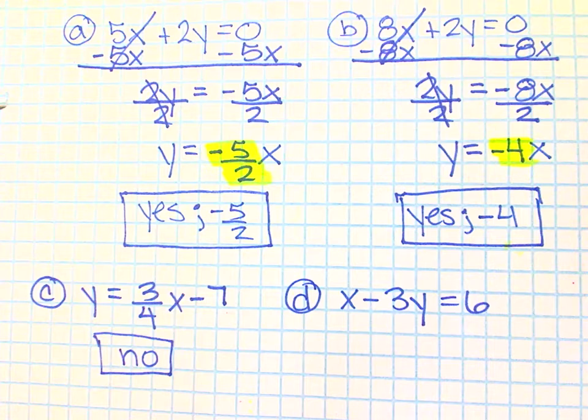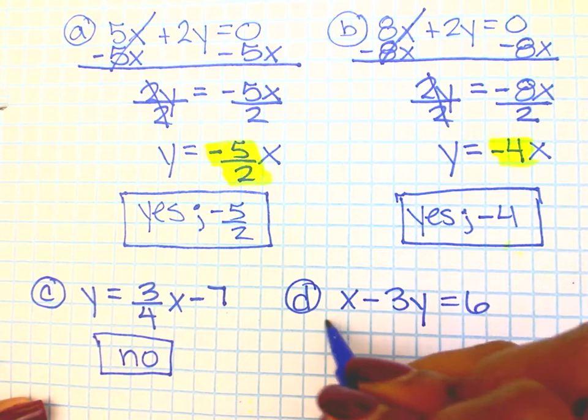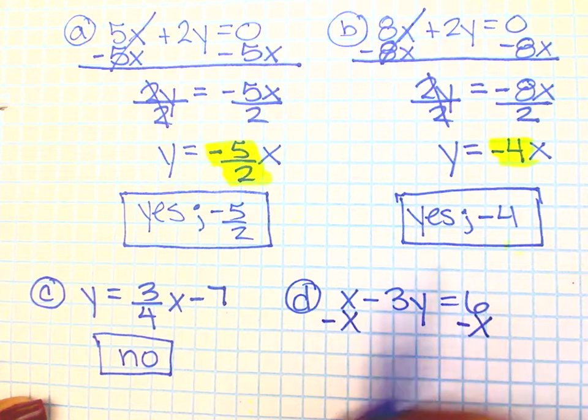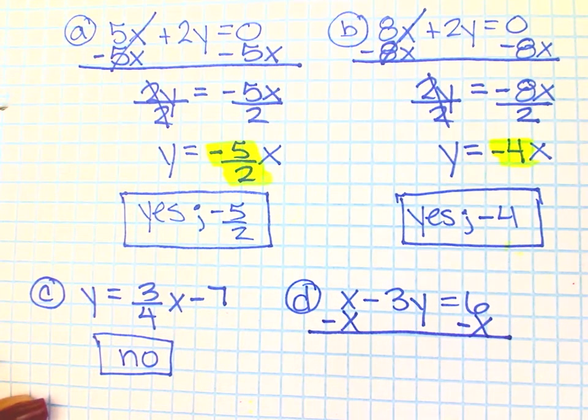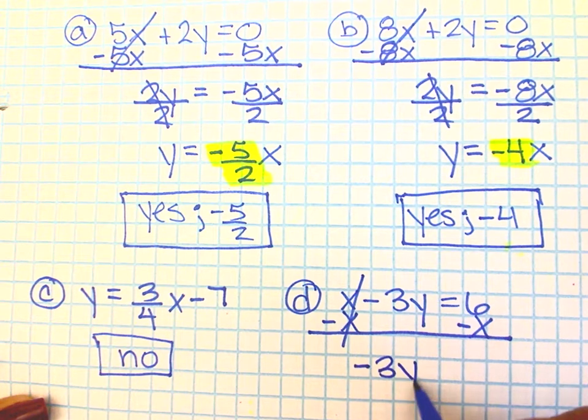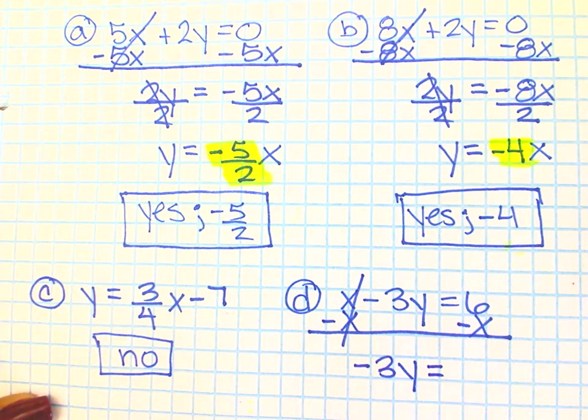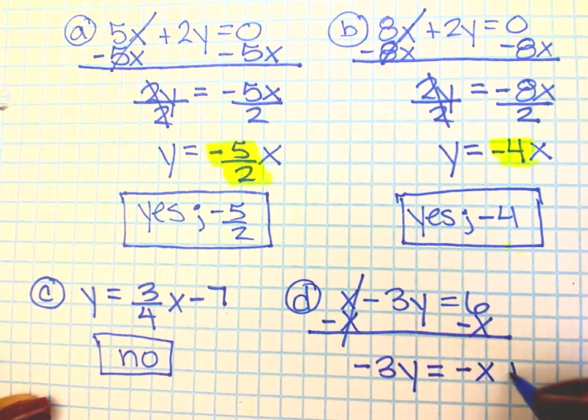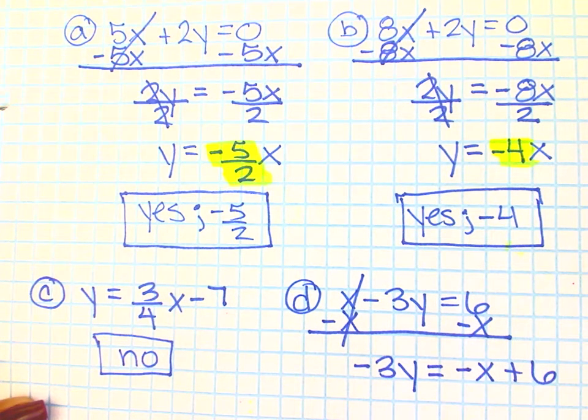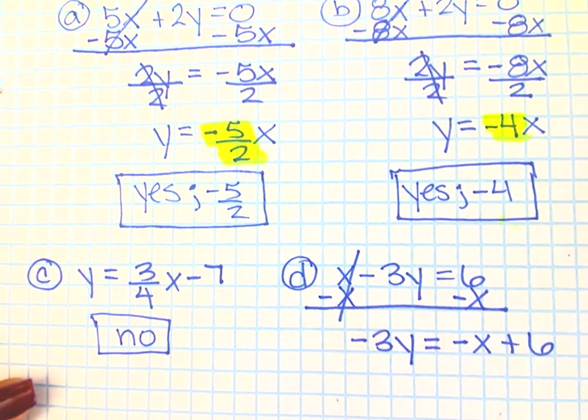So let's get x out of the picture. So I'm going to subtract x from both sides. Let's bring that x over to the other side of my equation. So positive x minus x cancel each other out. So I'm left with negative 3y on one side of my equation, and I'm left with negative x plus 6 on the other side. Now you can do 6 minus x, but it'll give you an extra step in the problem. So do negative x plus 6. It's the same thing. It just leaves out one extra step.